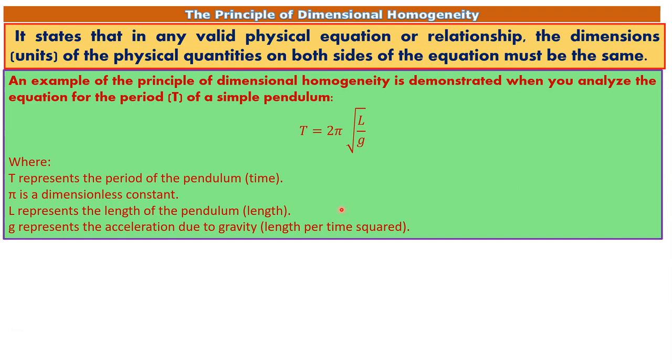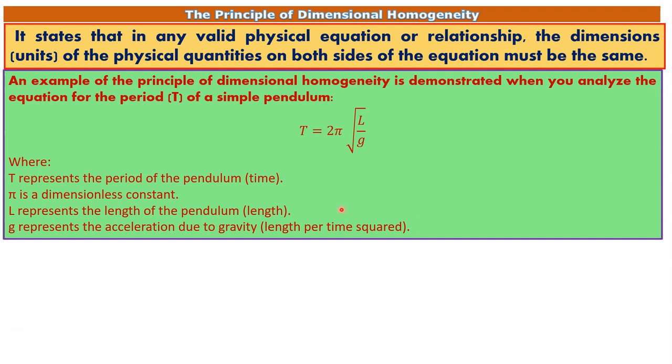An example of the principle of dimensional homogeneity is demonstrated when you analyze the equation for the period of a simple pendulum. So here the equation is T is equal to 2 pi root of L by g. According to the principle of dimensional homogeneity, the dimensions on both sides of that equation should be the same. T represents the period of the pendulum, and its unit is time.